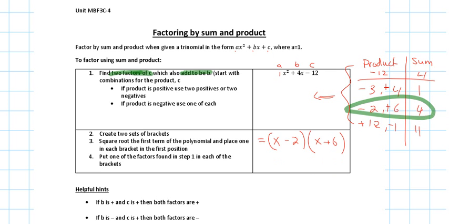Okay? So I'm looking for two numbers that multiply to C and add to B. I'm going to use a green sheet to help me to decide which one is positive, which one is negative, and I will factor.